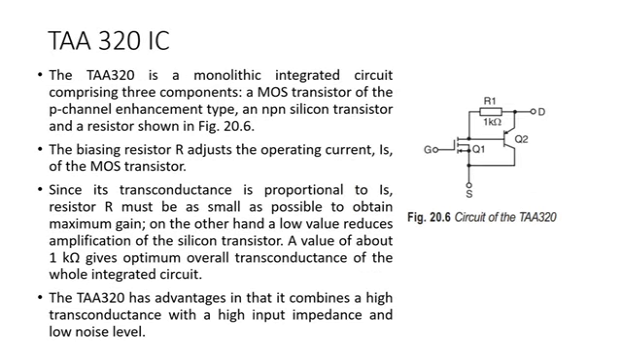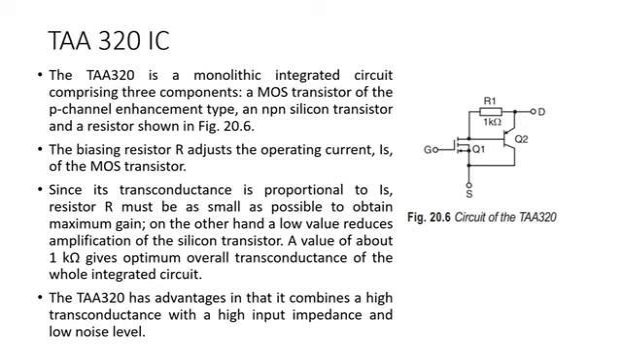Next is going to be the TAA320 IC. This is a monolithic integrated circuit. It consists of 3 components: a MOS transistor of P channel enhancement type, an NPN silicon transistor and a resistor. It has been shown: there is a MOSFET, and an NPN transistor has been used along with the resistor. Here proper biasing can be produced by the resistor so that the MOS is set at a proper biasing operating point.